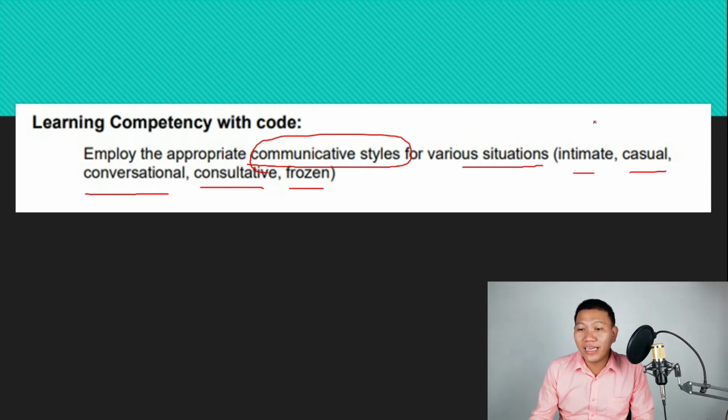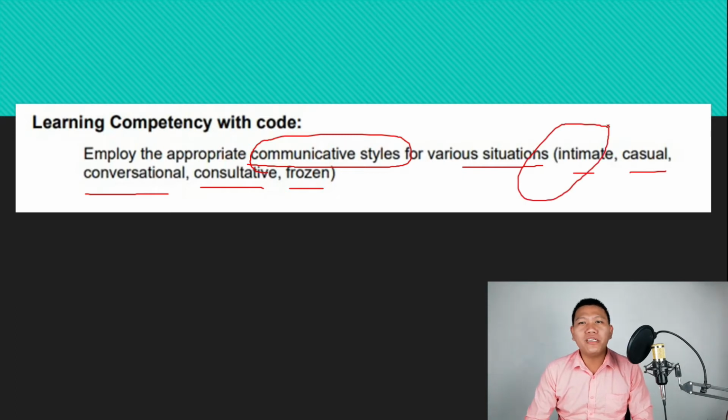We have intimate. We normally use intimate communicative style to the people who share intimacy with us. Intimacy, meaning to say there is closeness. So when we talk to our, let me say, our best friends, when we talk to our parents, it's different. When we are sweet, we can say I love you with them. We can utter any word we want to.